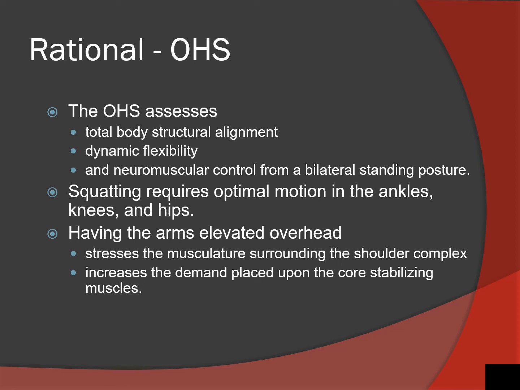And in this position, from the overhead squat, it is a bilateral starting position that we will start in. So we're going to be looking at the squat that requires optimal motion at the ankles, knees, and hips. But the arms will be elevated at the time that you're doing this. And I have some videos coming up to show you this movement.